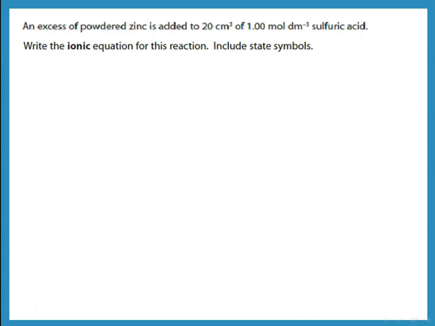Okay, he says an excess of powdered zinc is added to sulfuric acid. Write the ionic equation including state symbols. So zinc is a solid, sulfuric acid is aqueous, all acids are aqueous. So what would this give me? You should realize that this gives zinc sulfate plus hydrogen. And then you balance if it needs balancing. Obviously it doesn't. Then you need to ionize.